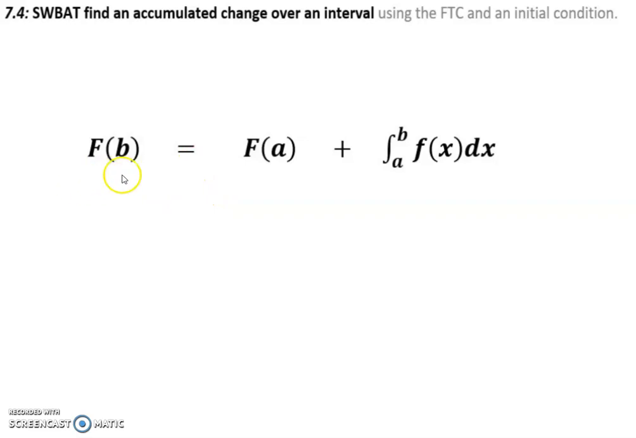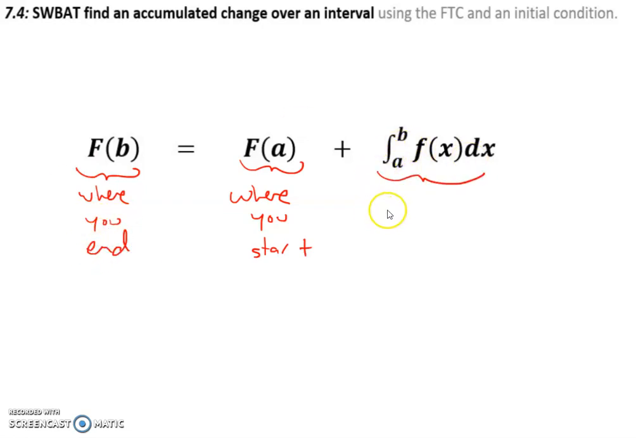So what this says is if F of a is where you start, and then you add the integral from a to b, you would get F of b, which is where you end. And the integral from a to b can be thought of as what's called accumulated change.